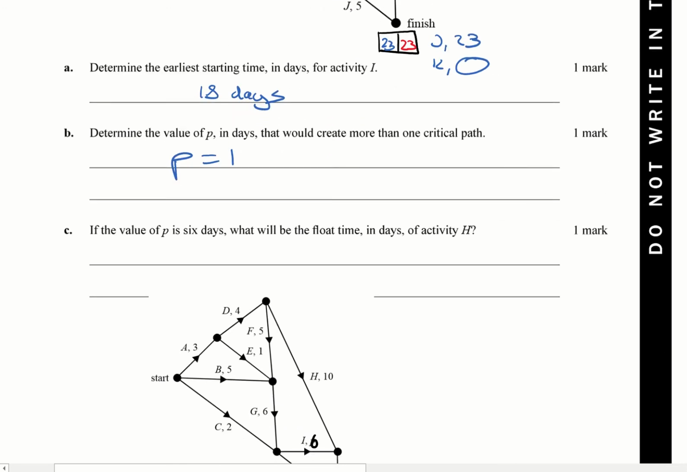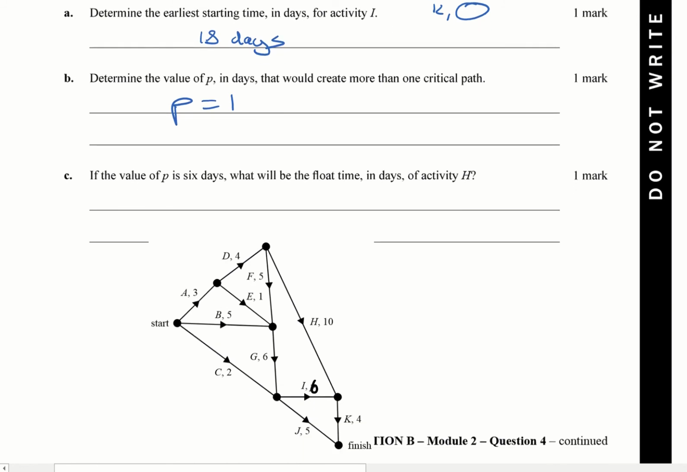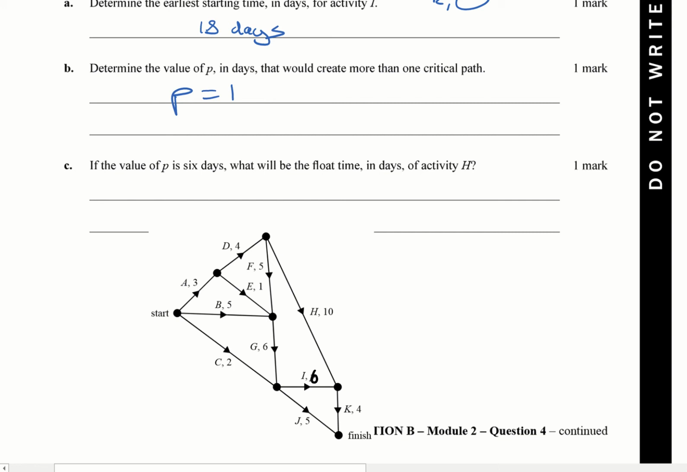If the value of P is 6 days, what would be the float time in days of activity H? Now, I've just put a copy of this directed graph here just so it makes it easy, so I don't have to keep going back. You wouldn't have a copy here in your exam. And I've put the 6 in down there just so you can see. So we've got 18 there, and this over on the side is 6.